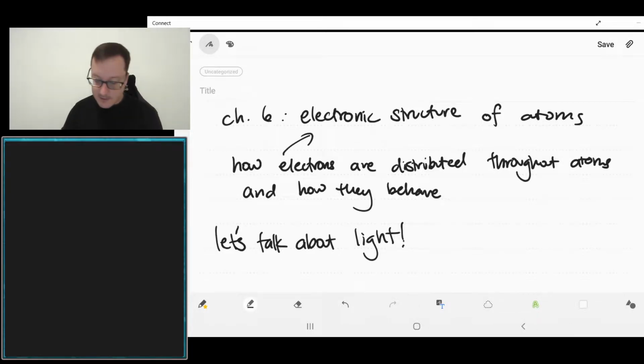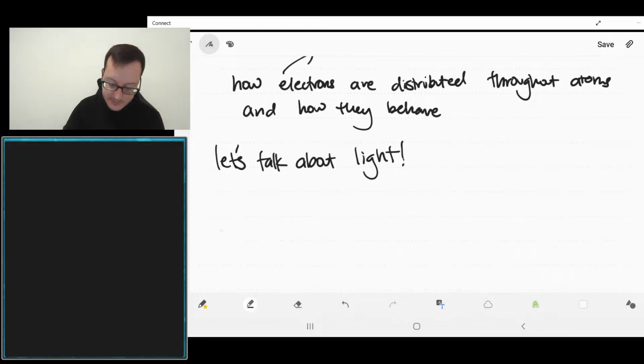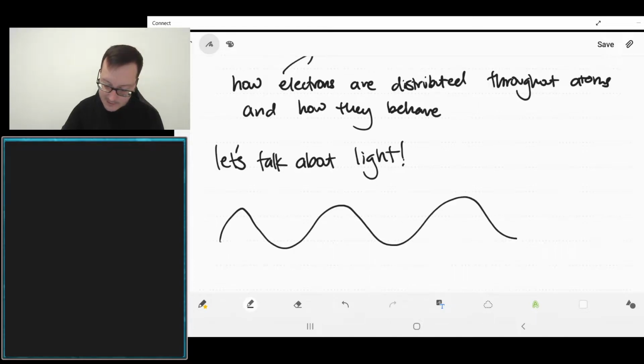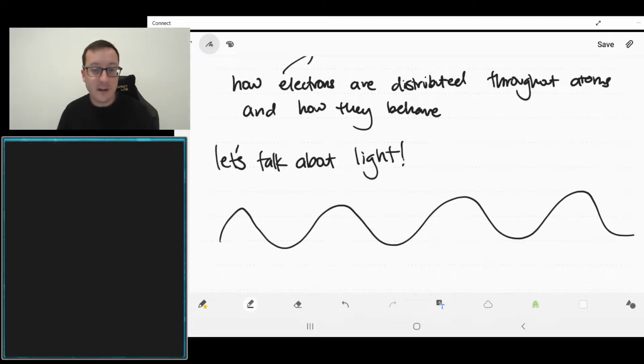Couple things. We'll see that light is an electromagnetic wave. It's got an electric field and a magnetic field component. We typically, though, don't draw both. We just draw one, typically the electric field component. So it just looks like a regular wave.